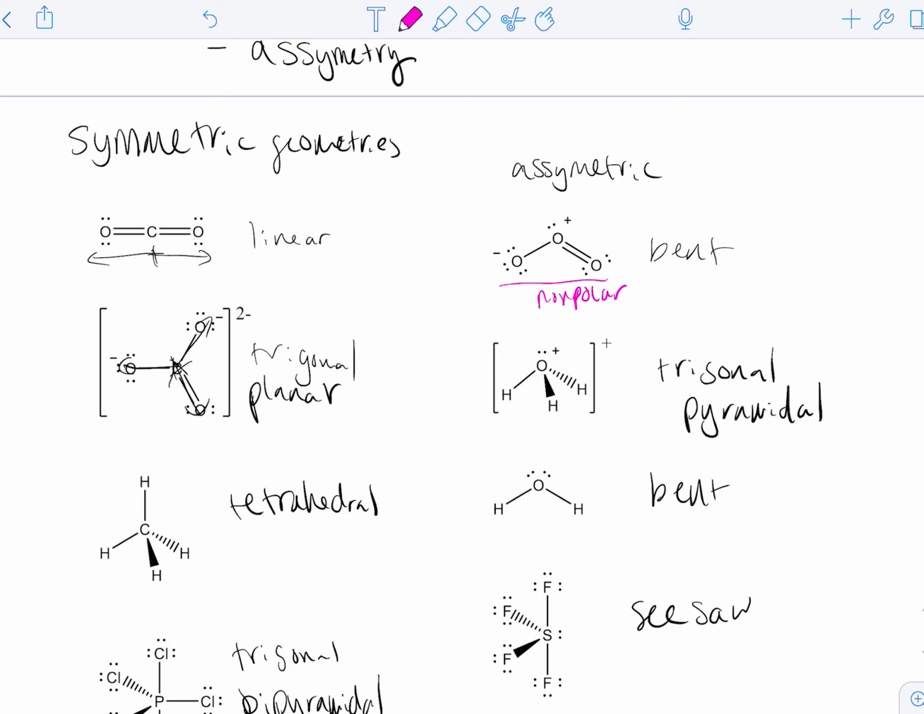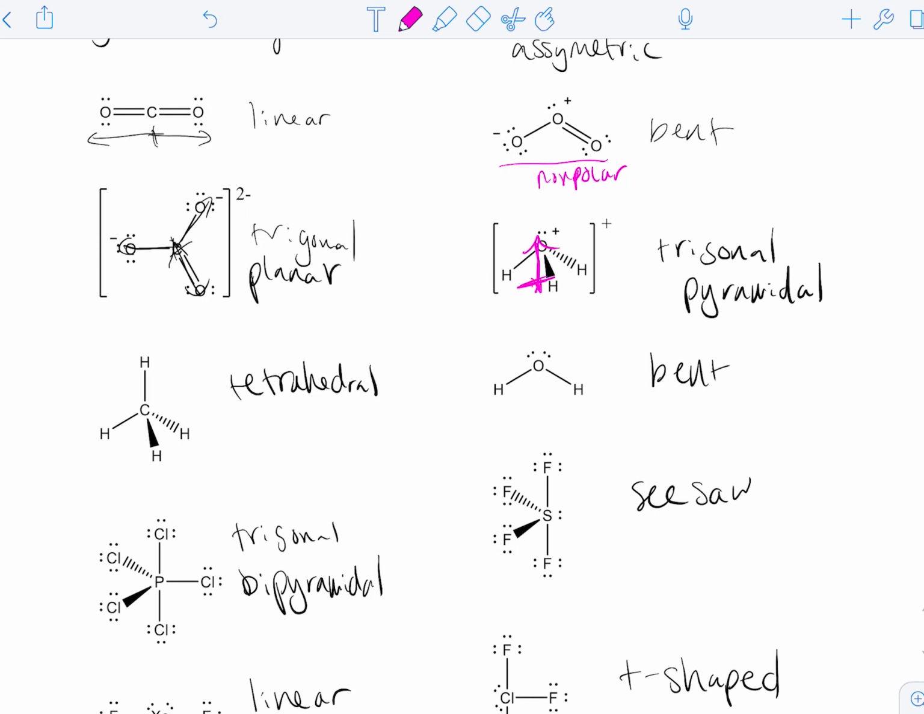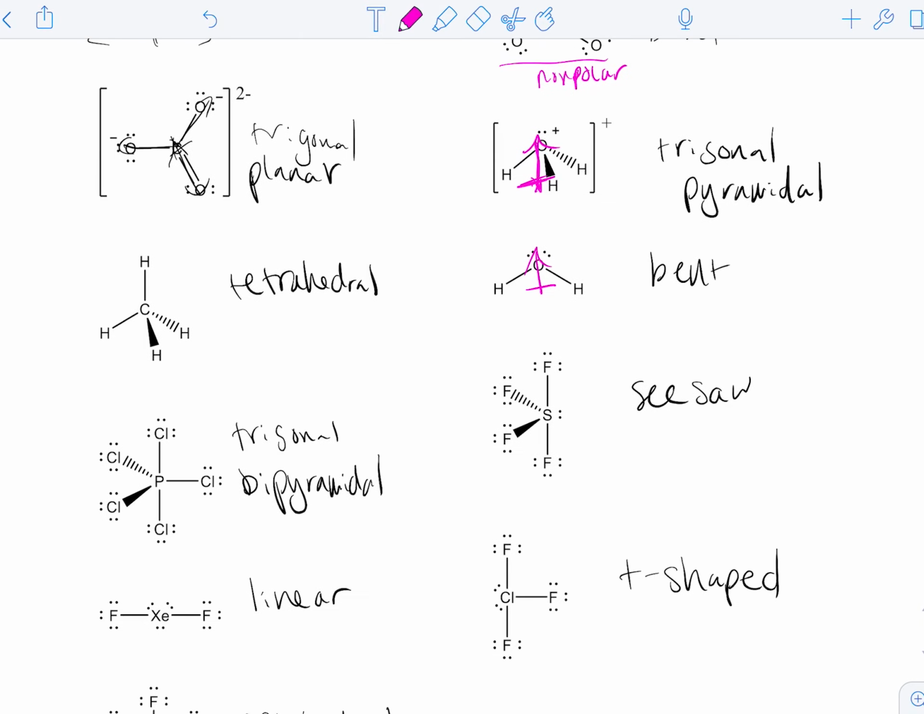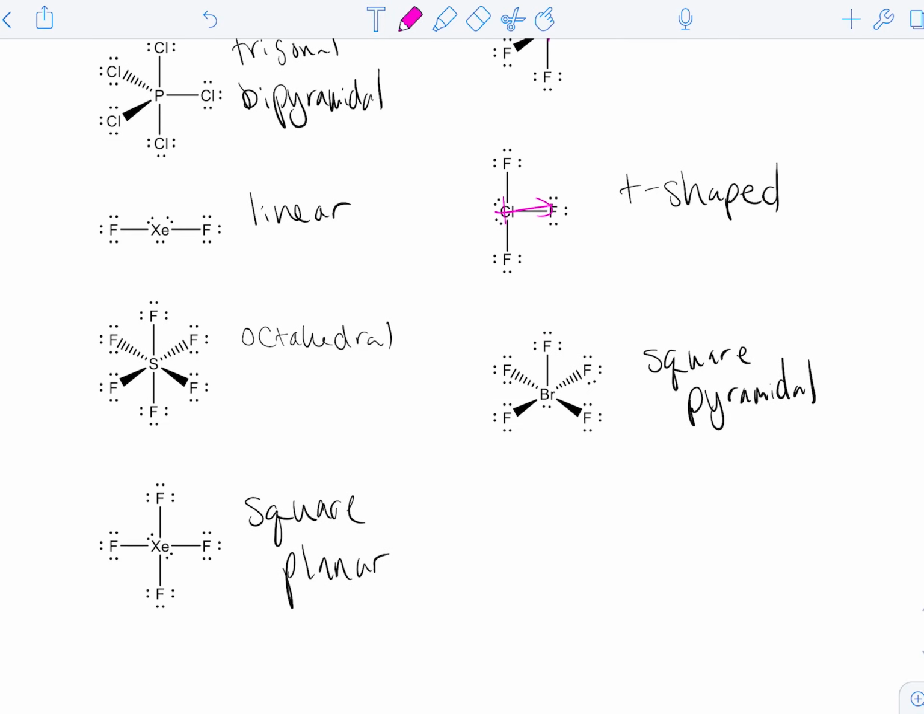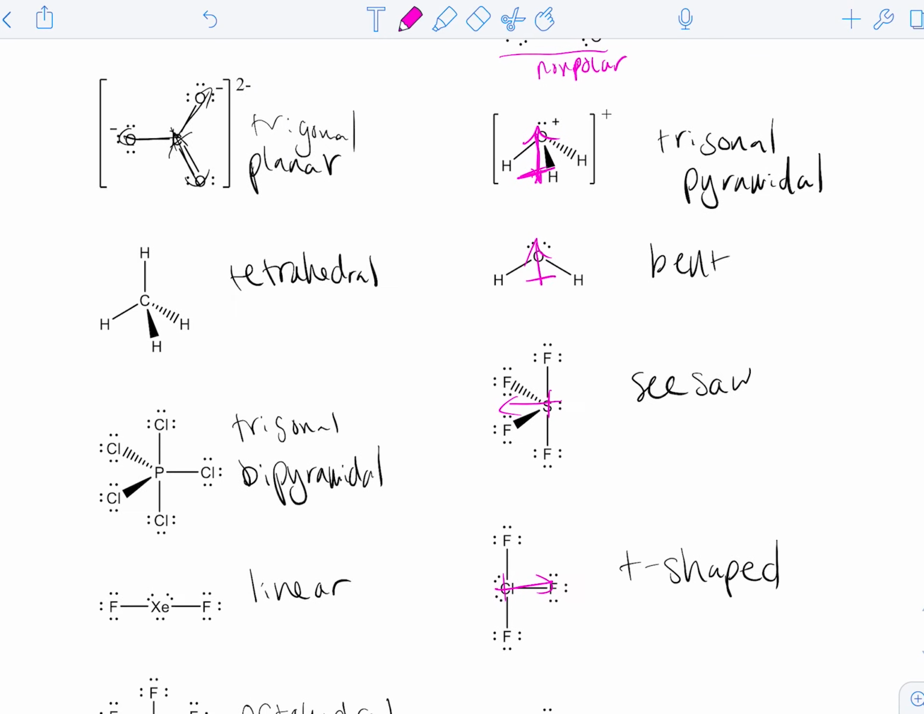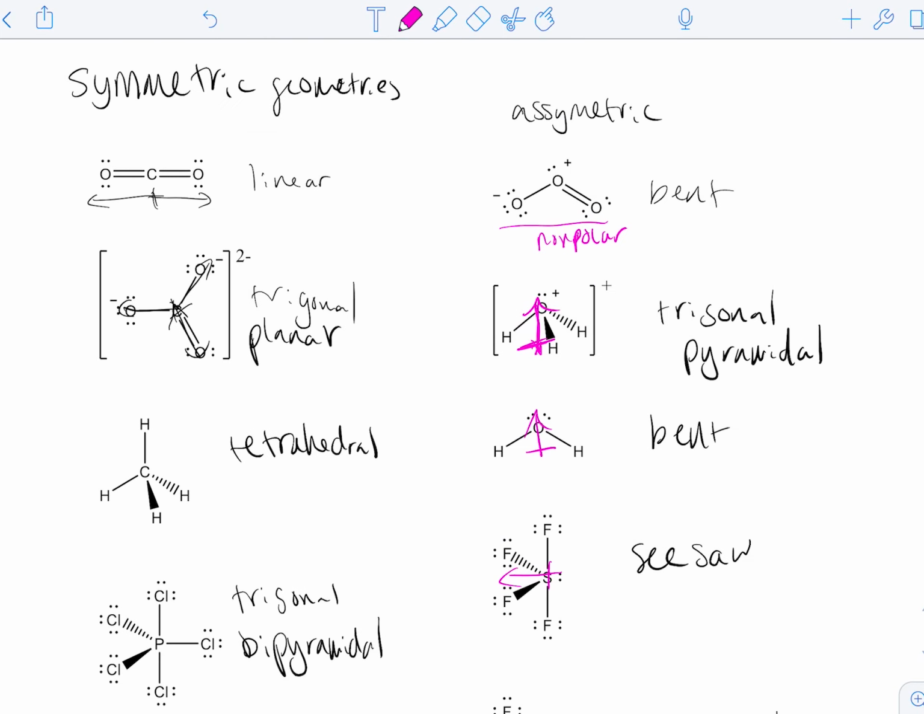This one, we have a bond dipole that goes up like so. Here, this one also goes up. Here, we have a general direction like that. Here, we have a general direction like that. And here, a general direction like that. So none of these are going to have their dipoles canceled out.